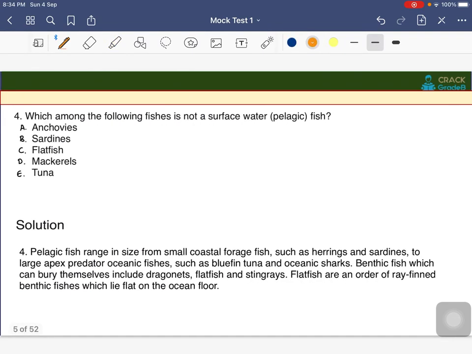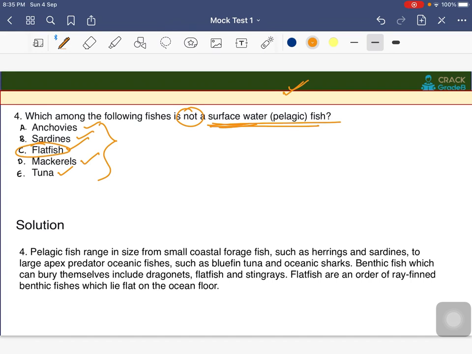Next, which among the following fishes is not a surface water fish? What is a surface water fish? Surface water fish are called pelagic zone fishes, right? The fishes present in the pelagic zone are called pelagic fishes. That is surface fishes, but we are asked which are not. Is it anchovies or sardines, a flatfish, mackerels or tuna? Okay, the answer is the flatfish, okay? Apart from the flatfish, these are all called surface water fishes or pelagic zone fishes.